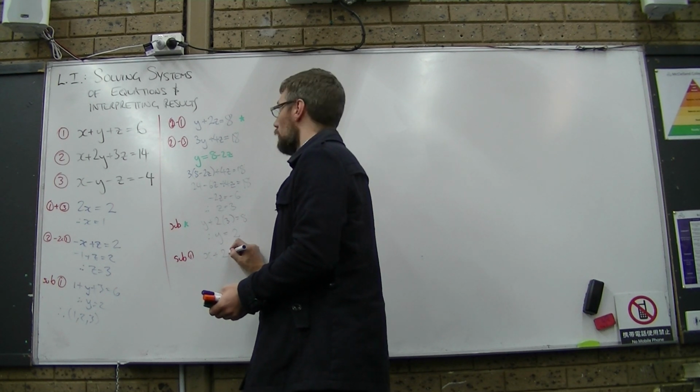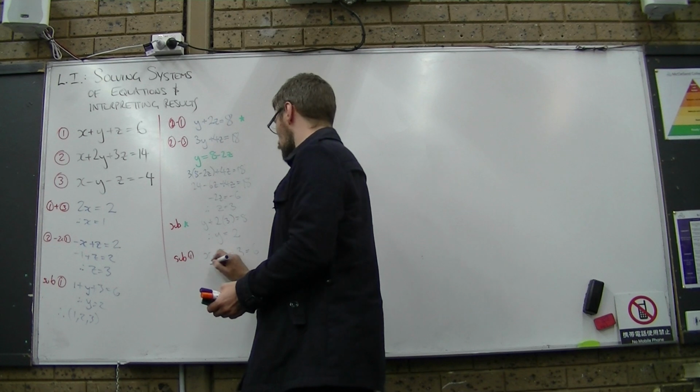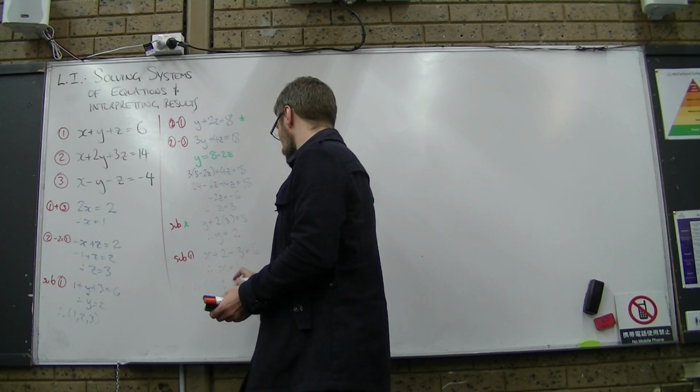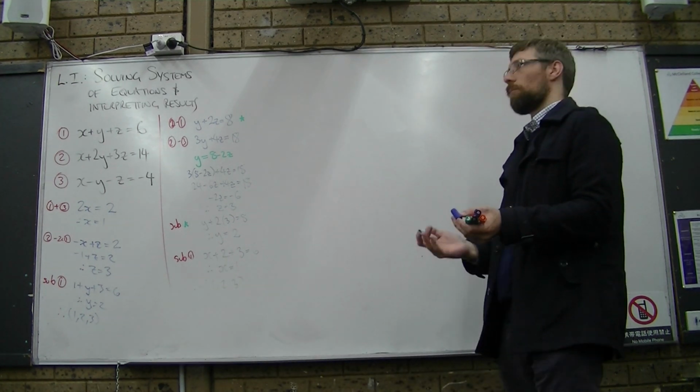X plus 2 plus 3 equals 6. Therefore, x equals 1. Therefore, 1, 2, 3. So you still get to the same conclusion, unsurprisingly, because it's math.